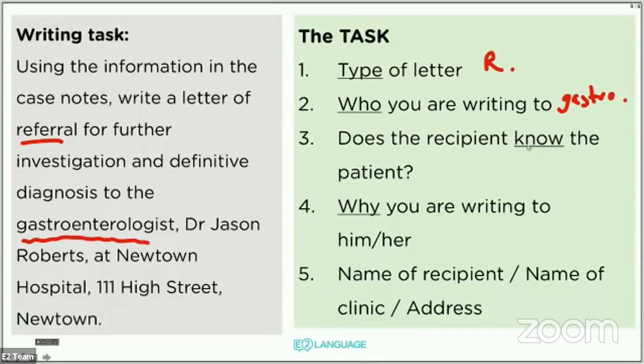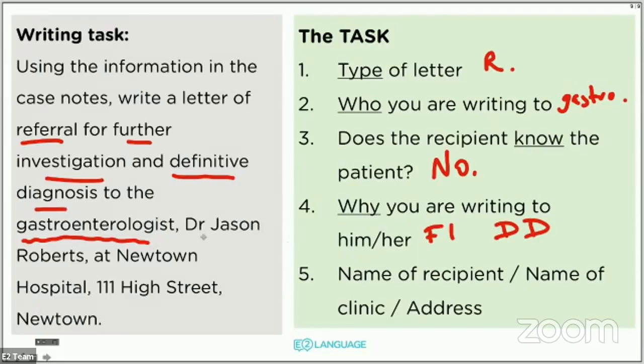Does the recipient know the patient? Well, there's no information saying that he does. So we're going to assume that he doesn't know. It doesn't say anywhere that this patient knows the doctor, so I'm going to assume no. And that's a good assumption. Why are we writing to him? Definitive diagnosis and further investigation.